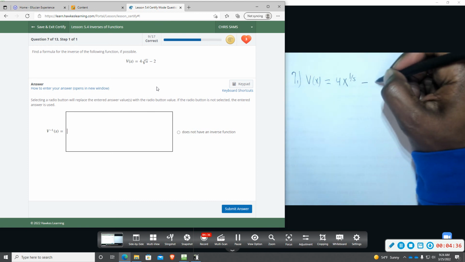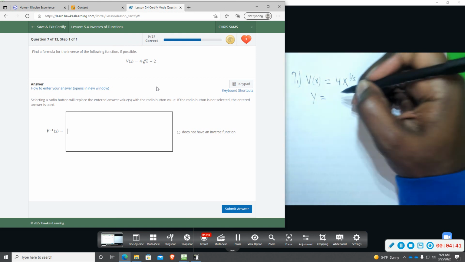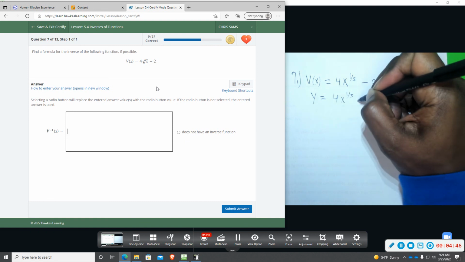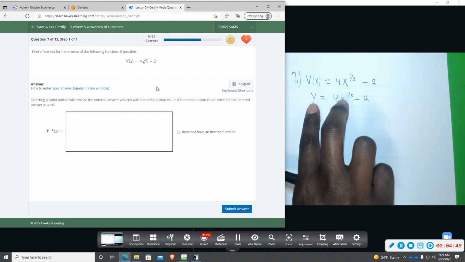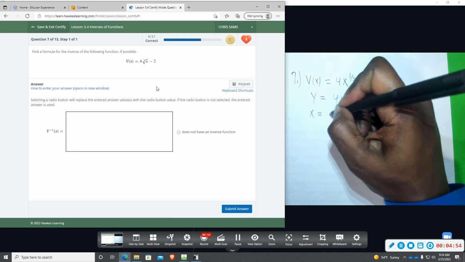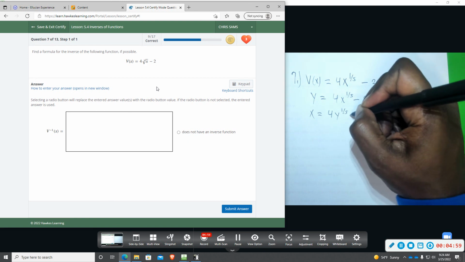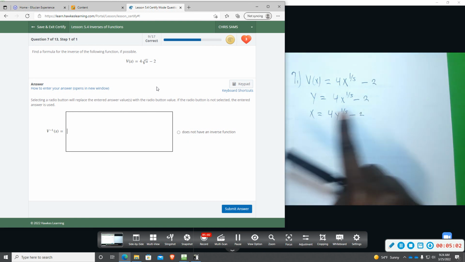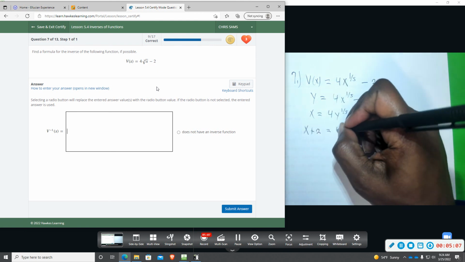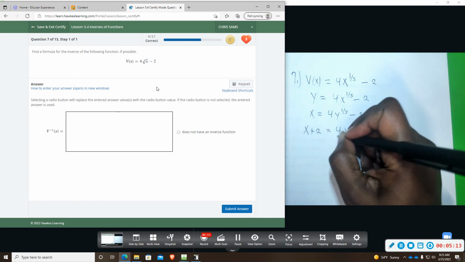And then minus 2, and I'm going to replace this with a y now. So y equals 4x to the 1/5 minus 2. And then we're going to switch x and y to find the inverse. So this is x equals 4y to the 1/5 power minus 2. I'm going to add 2, move it over. So it's going to give us x plus 2 equals 4y to the 1/5. We're going to divide by 4.